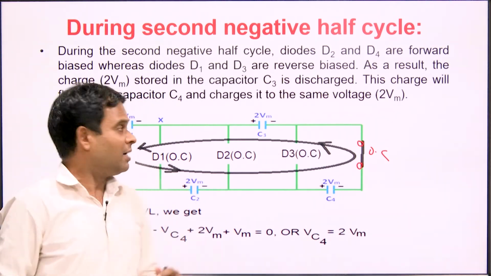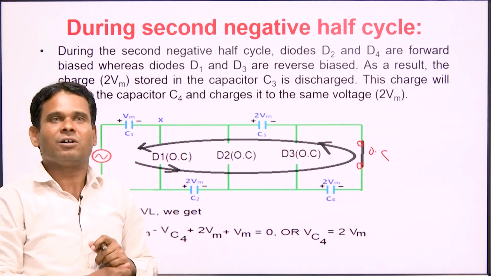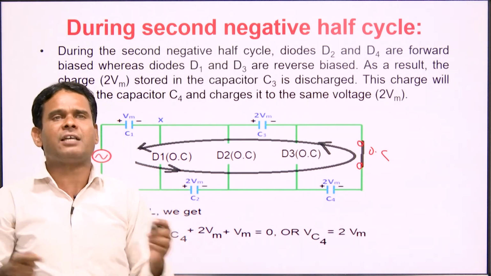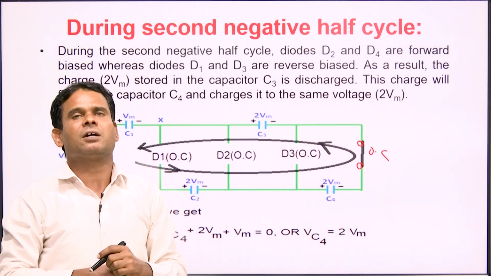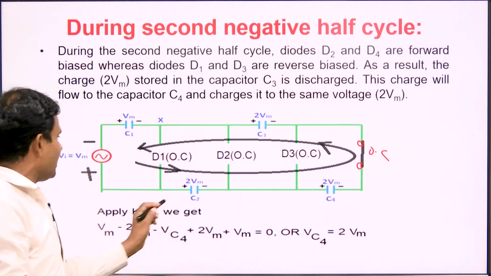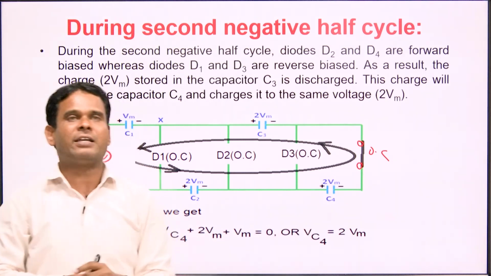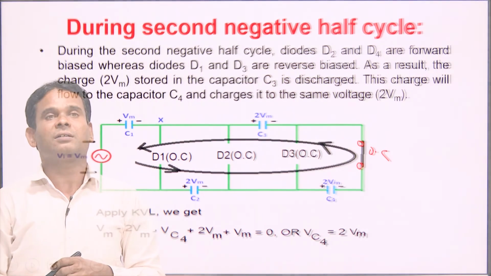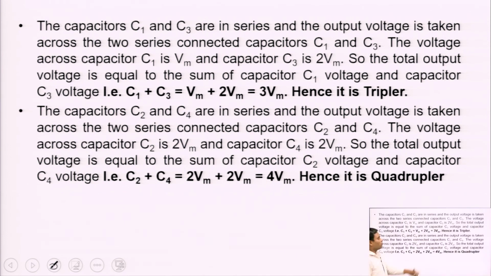Then what will happen if we take the output voltage across C1 and C3? We get Vm plus 2Vm, that is thrice Vm, that is 3Vm. So this is called the voltage tripler circuit. On the other hand, if we take the output voltage across C2 and C4, we get twice Vm plus twice Vm. This is 4Vm. That is why this is called the voltage quadrupler circuit. This is the conclusion of this circuit.